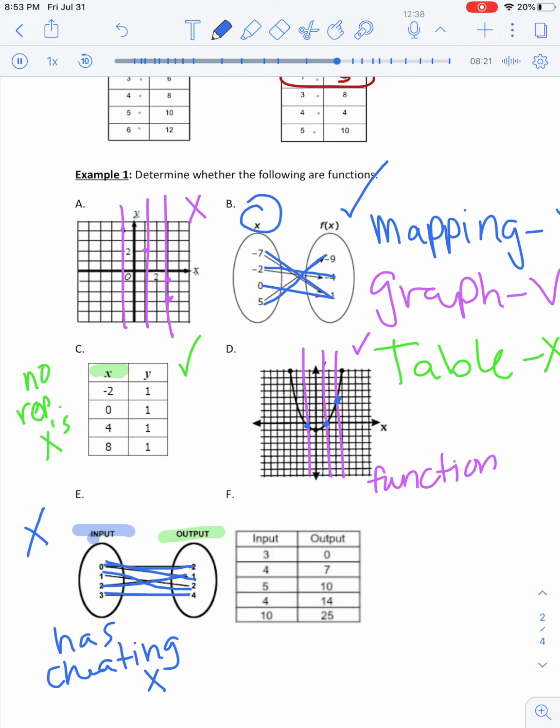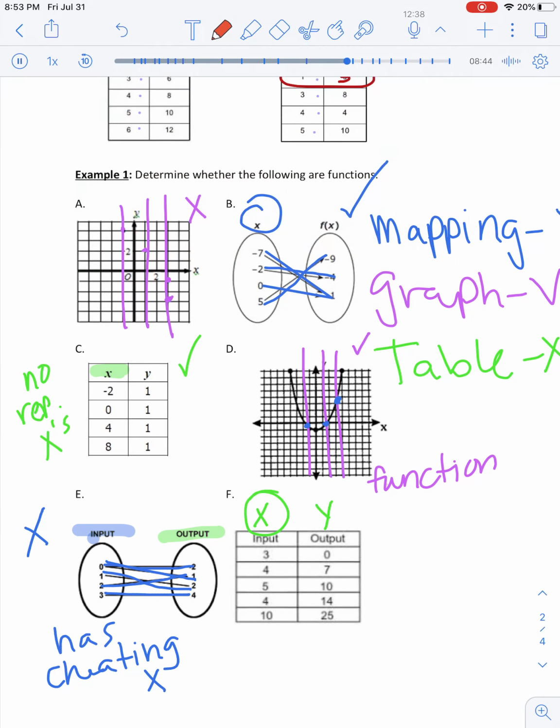Okay, and the last one, we have a table. Again, your inputs are your x's, your outputs are your y's. And our little cheat sheet tells us that when we're looking at tables, we're going to be looking at the x values. We're going to make sure that they're not repeating or cheating. Okay, so we have 3, 4, 5, 4, and 10.